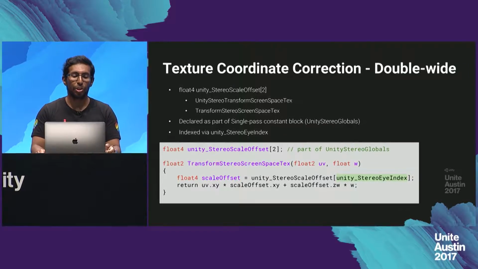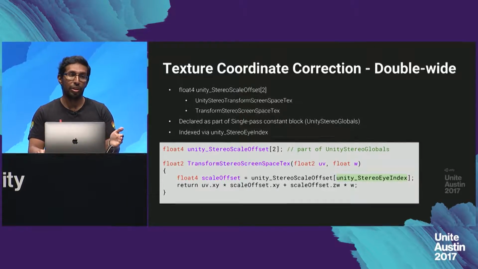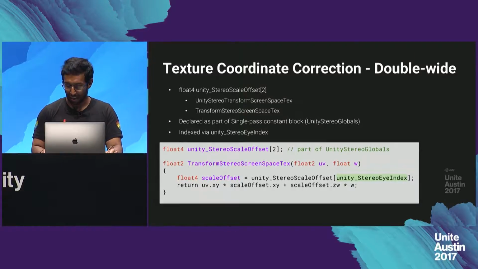Once we know unity_StereoEyeIndex is populated correctly, we can use it with full confidence that it's selecting the right element out of unity_StereoScaleOffset. Looking at the helper function, you see that the math is basically the same as TransformTex. It applies a scale and then adds an offset. And that's about it for this.